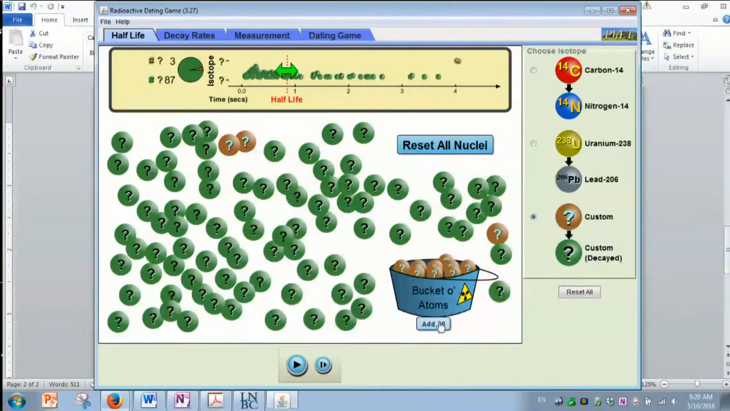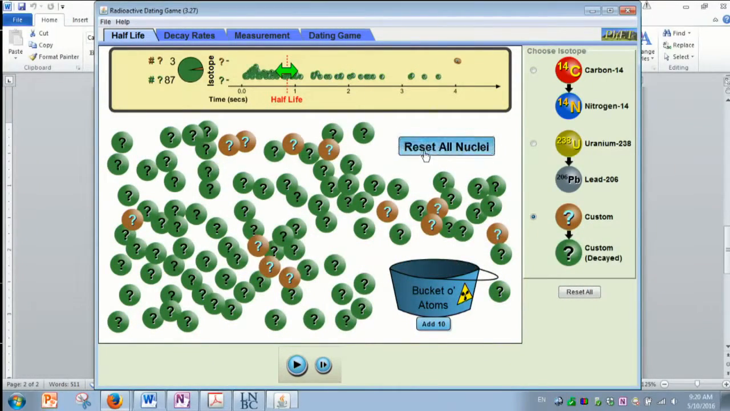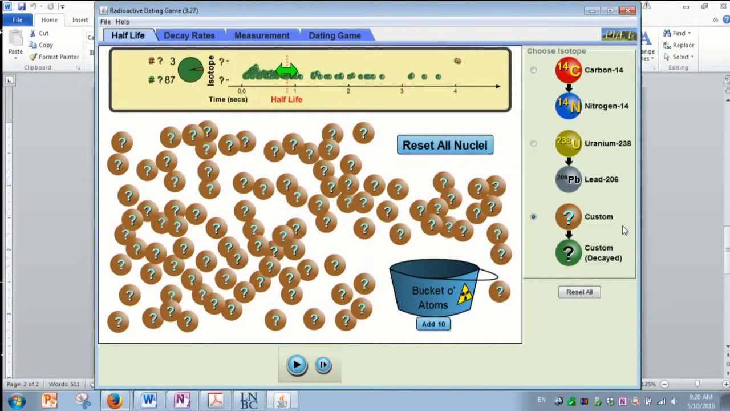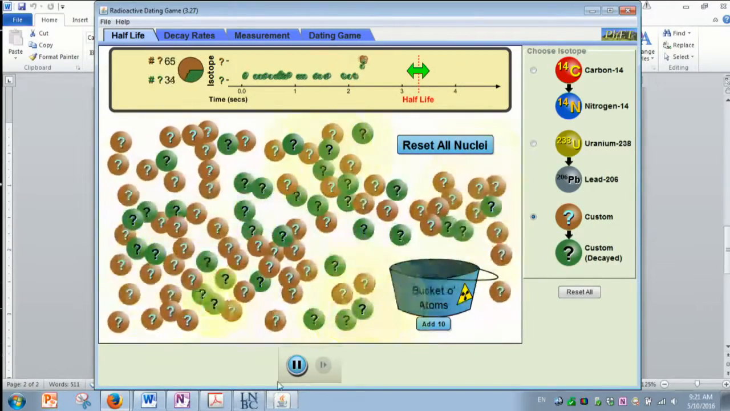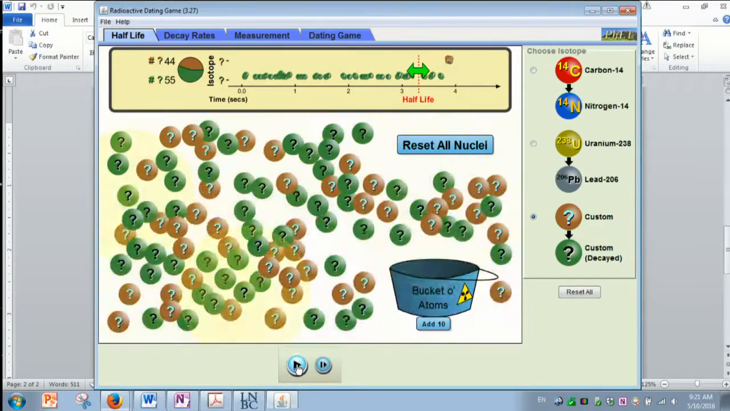Okay, so if I add a bunch of this unknown element, I think that's the one there, I have got it. So you can see you can drag this guy around and move it to where you want. If I watch the pie chart in the top corner here, the brown section is the original element and the green section is the daughter that's produced.